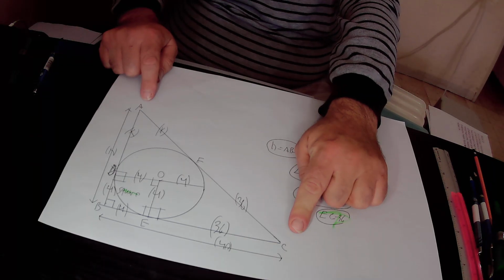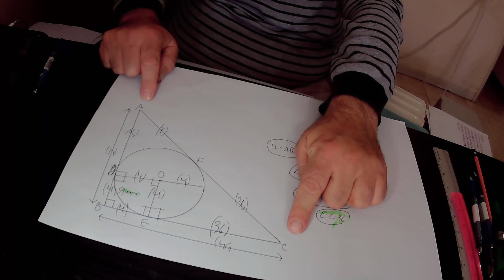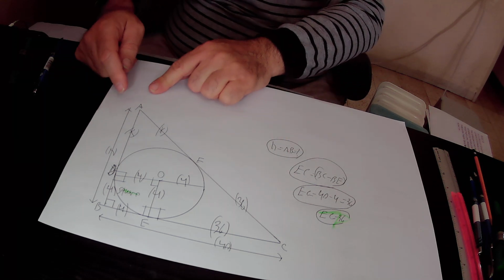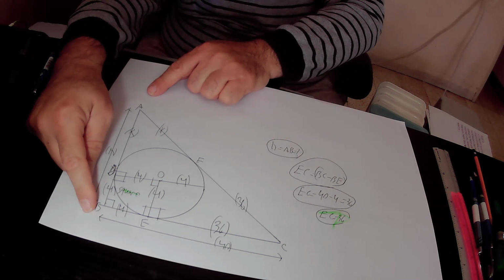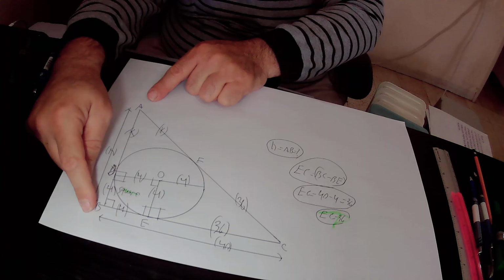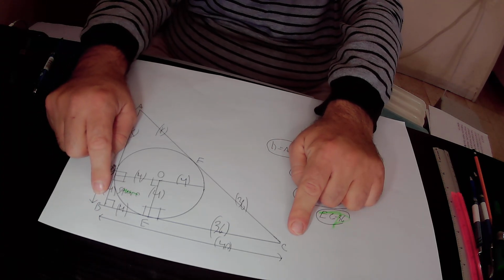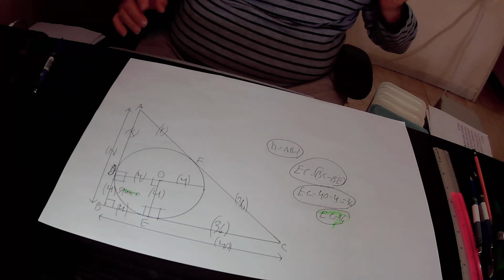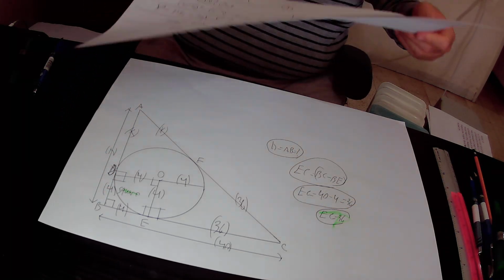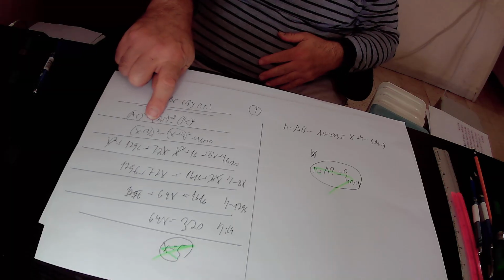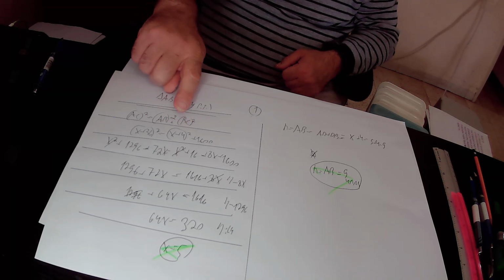AC equals x plus 36, therefore AC squared is (x plus 36) squared, and it equals AB squared. AB in total equals x plus 4, therefore AB squared is (x plus 4) squared, plus BC squared. BC in total equals 40, therefore BC squared is 40 squared, that is 1600. So in total we found that (x plus 36) squared equals (x plus 4) squared plus 1600.